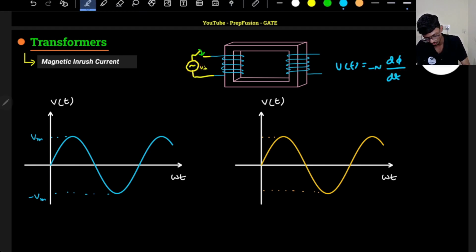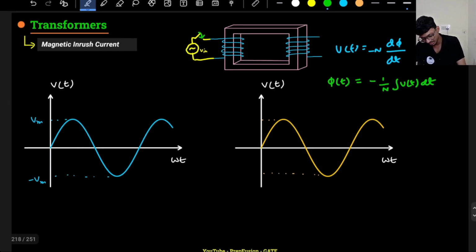I will integrate on both sides, so phi of t will be equal to basically minus 1 by n times the integration of v of t dt. Okay, so let's analyze two cases. What are the two cases?